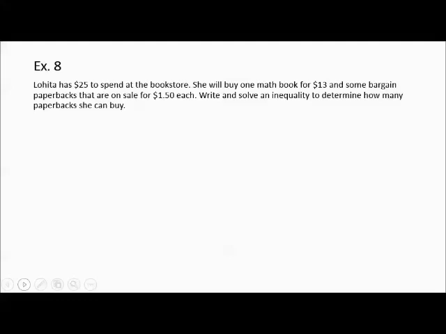Well, what we don't know is how many paperbacks she can buy, so that's what our variable is going to be. We want to say x is equal to the number of paperbacks she buys. All right, so what's her situation?